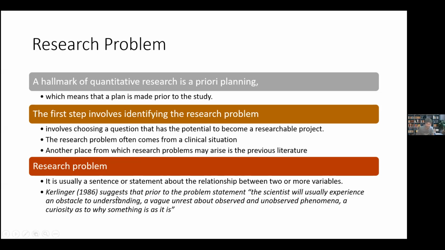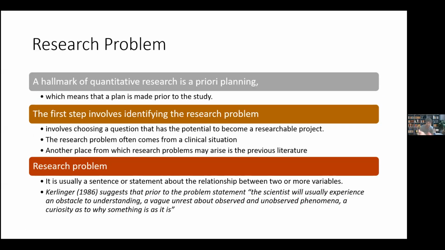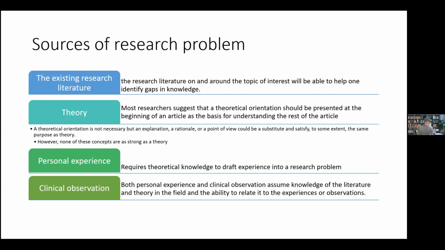Kerlinger defines it as: prior to the problem statement, the scientist will usually experience an obstacle to understanding, or a vague unrest. That is what leads to the research problem, and there are various sources. We briefly discussed the clinical situation, and there are other sources as well. One is the existing literature. There may be a lot of studies on a particular phenomenon, but they may not be entirely complete, so they would have certain gaps.